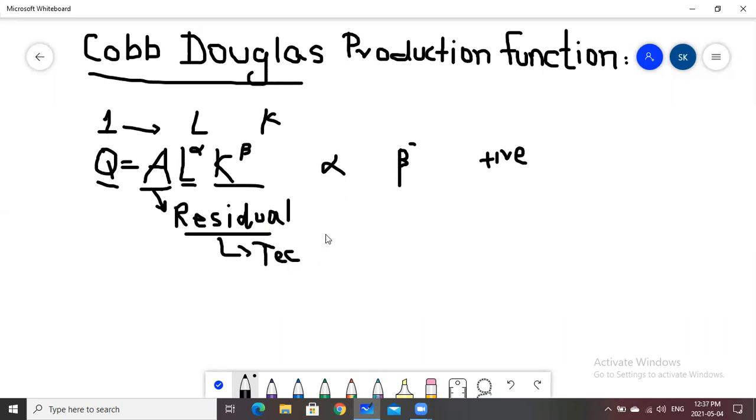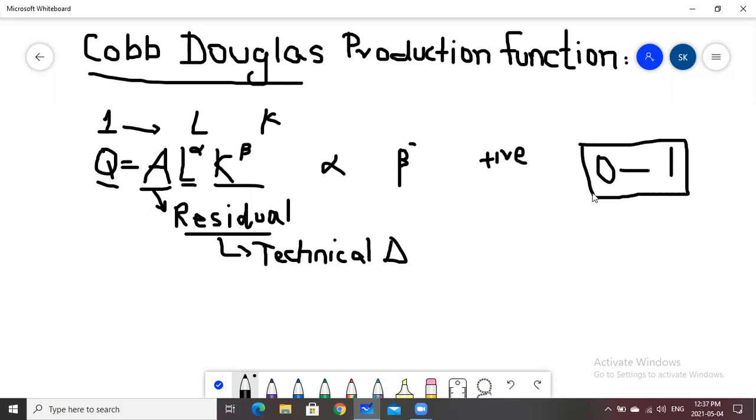So the most general form of the Cobb-Douglas production function is Q equals A L raised to power alpha into K raised to power beta. Both alpha and beta should be positive numbers. They cannot be negative, and most generally their value lies between 0 and 1. It can be 0, it can be 1, but in general the value should lie between 0 and 1.